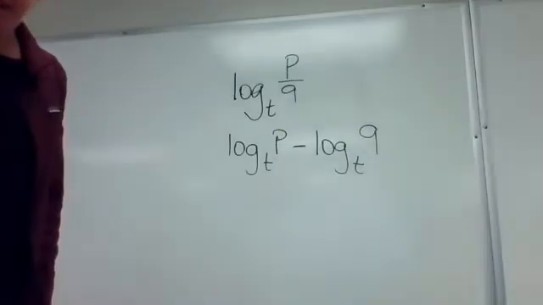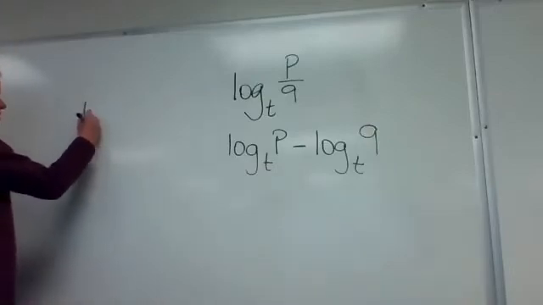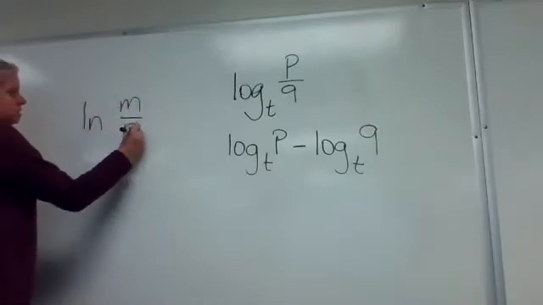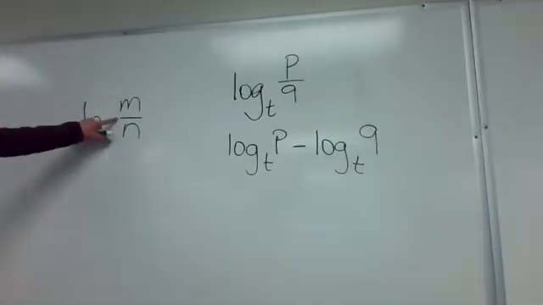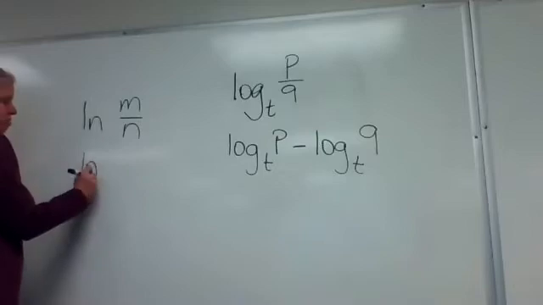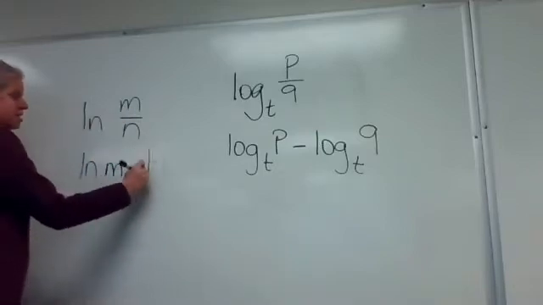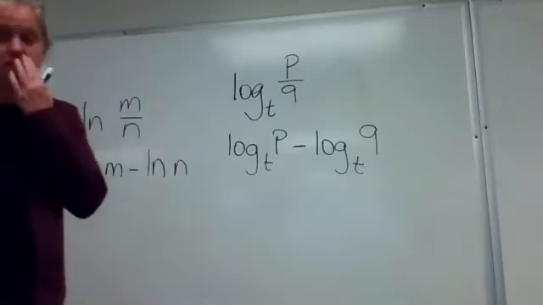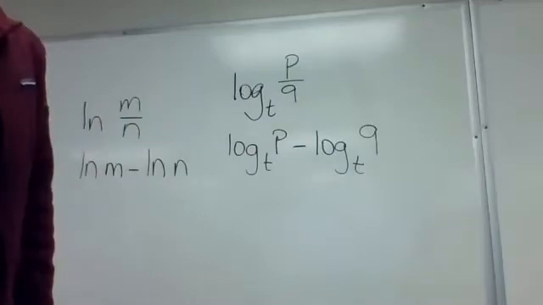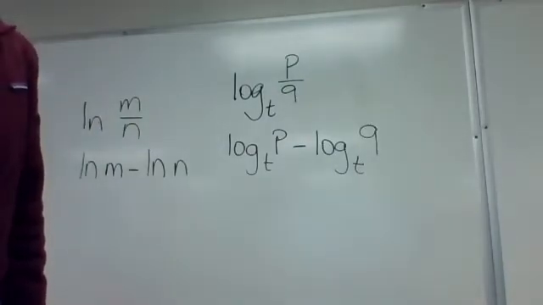Right, number 6, same kind. You have ln of m over n. And it wants me to rewrite it as the difference. So let's see. This one will be ln m minus ln of n. Right? Number 7.